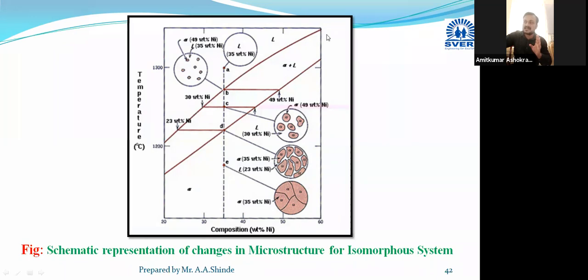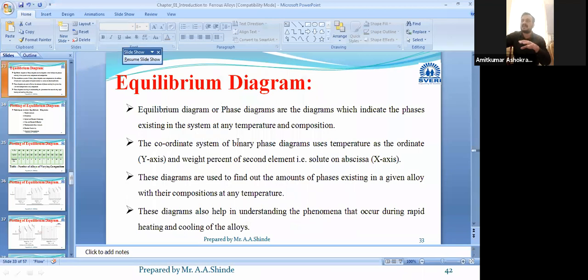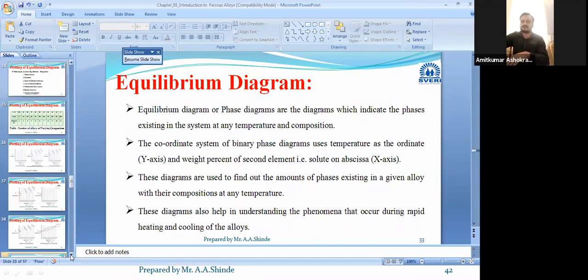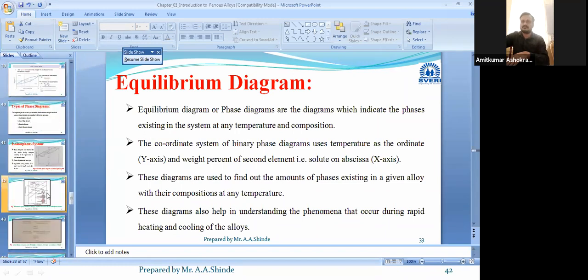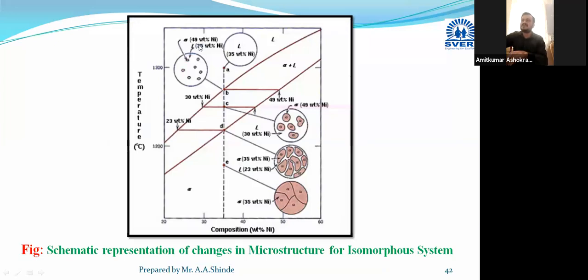And as this is a loop, you can consider anywhere. If you consider here, the same regions will be formed, A to B, then B to C, like that. The same regions will be formed. So these are the microstructural changes occurring during the isomorphous system.